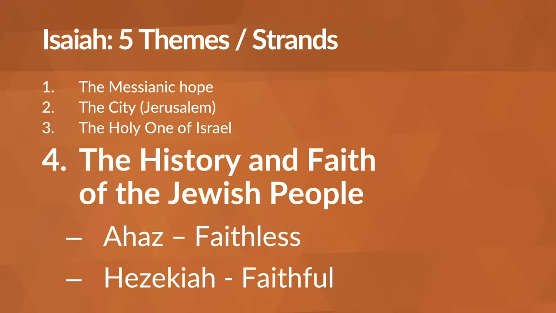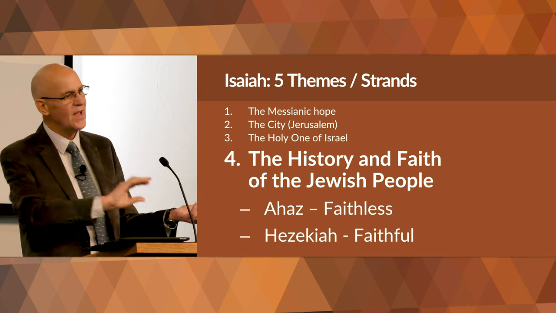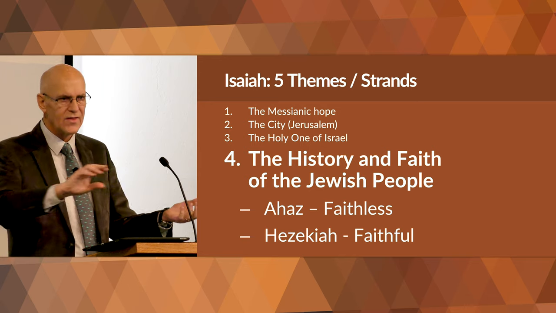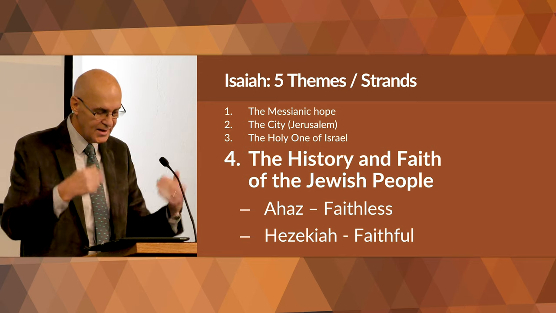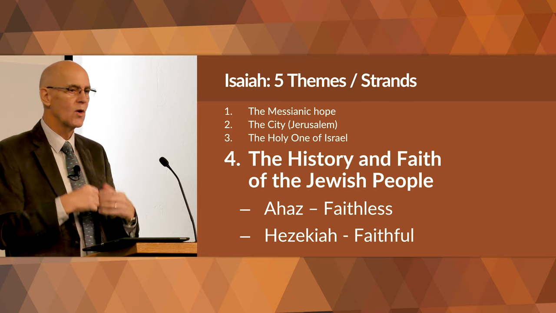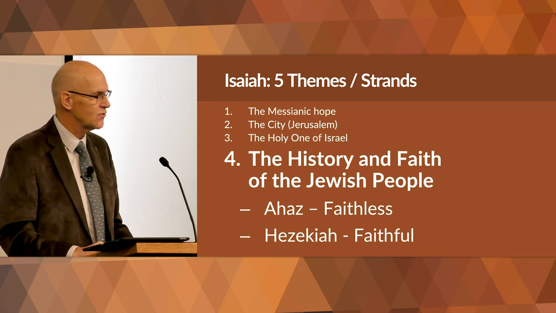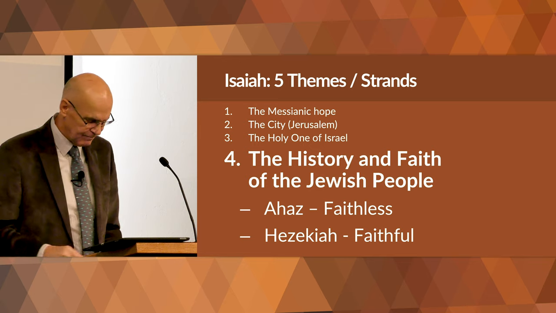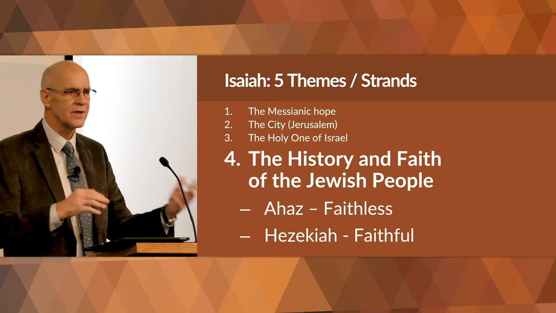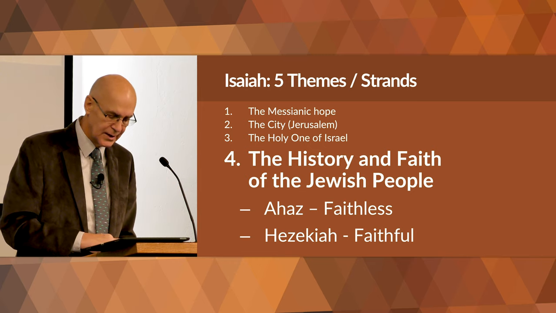He selects two instances. One, the history and faith of the Jewish people under the king Ahaz. He uses Ahaz as an example of faithlessness: when the people were faithless, the king was faithless. And then the history and faith of the Jewish people under Hezekiah, a more positive image there, even though Hezekiah at first is not faithful, doesn't trust God, he ends up being faithful. So two examples there of the people of God and how they were faithful or not to God.